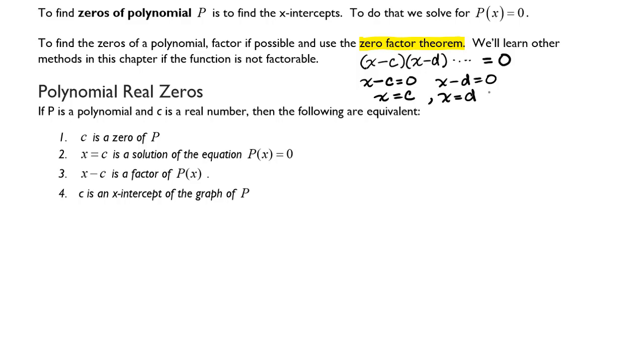So the polynomial real zeros can be stated in different ways, and I think that's why these are not always super intuitive the first time you see them, because there are so many different ways you can say the same thing and mean the same thing. So if a polynomial p has a real number or root c, then the following are equivalent. 1, c is a 0 of p, meaning it's an x-intercept.